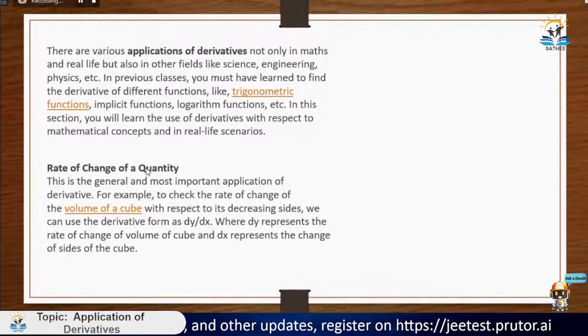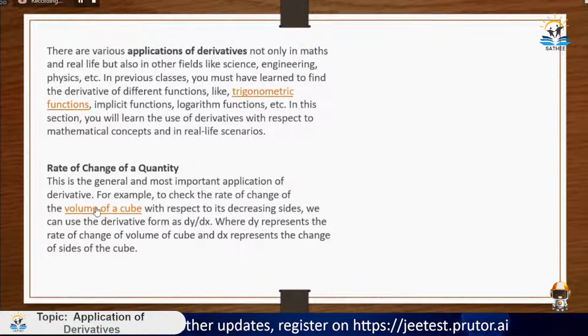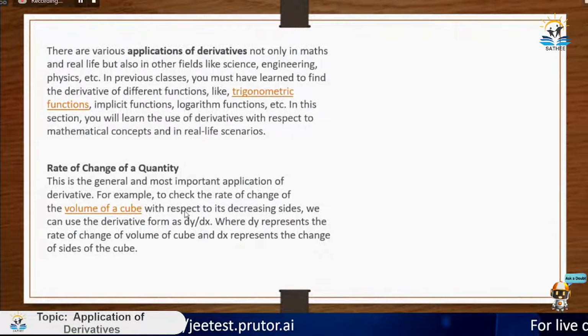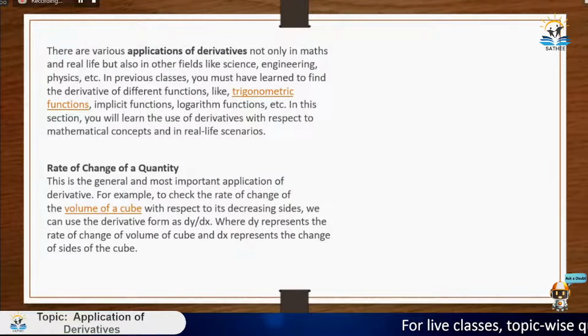Rate of change of quantity is a very general and most important application of derivative, as it is written here. For example, to check the rate of change of volume of a cube with respect to decreasing sides, we use this derivative. All those kinds of things: how my quantity is changing. If I am changing some independent variable, then how are my dependent variables changing? To know that, we use application of derivative.